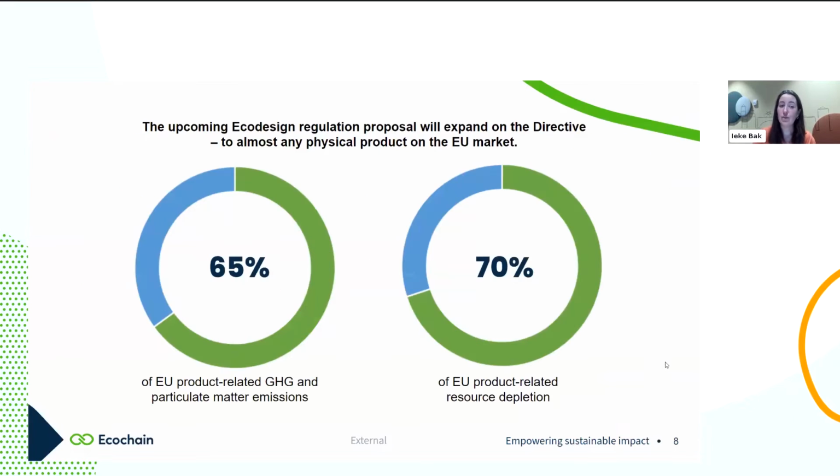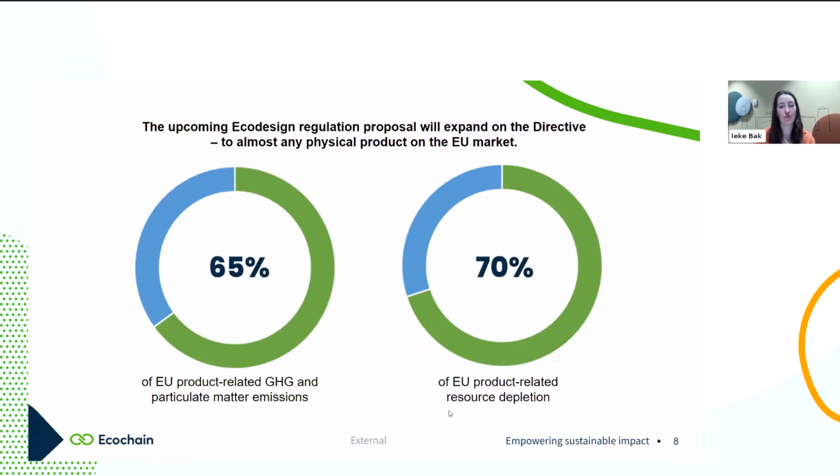But now there's a new regulation coming up, the Ecodesign regulation. This is not a directive anymore, so it will become a regulation. And this regulation will cover not only electricity-related products, but also other types of physical products. Almost any type, except that food and healthcare are excluded for a bit. And with this, we will tackle 65% of all product-related GHG emissions and particulate matter emissions. So with this new product scope, we will tackle a lot of the emissions that are happening now, and hopefully we'll get a reduction as beautiful as that one for the electricity products.